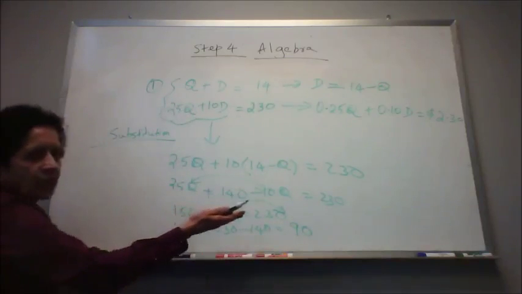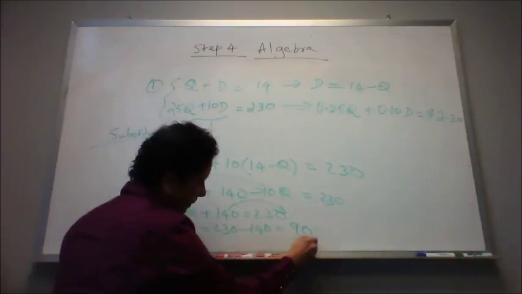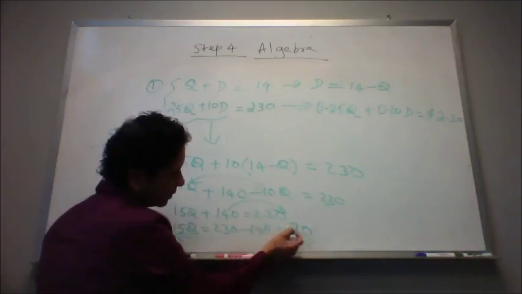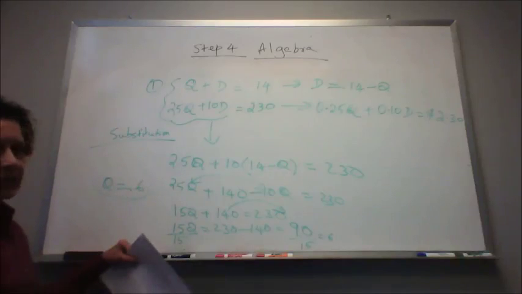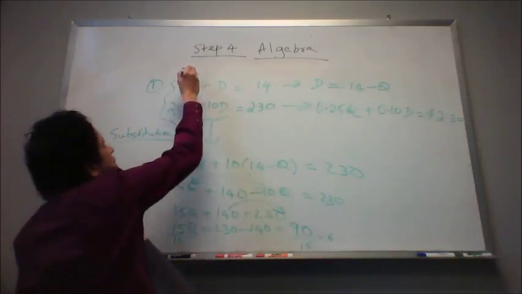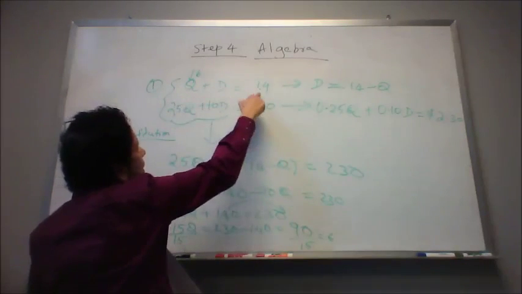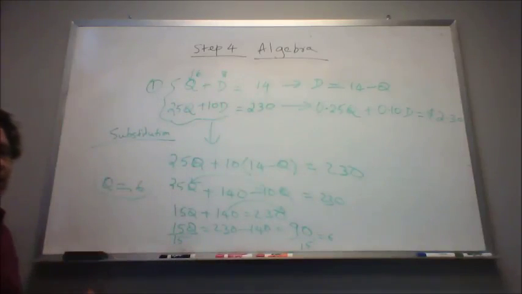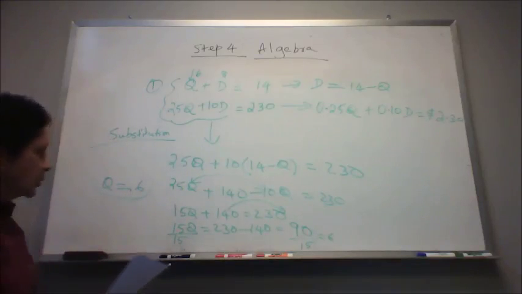Now 15q is 90, so what is q? I divide both sides by 15. On the left-hand side I get q. On the right-hand side, 90 divided by 15 is 6. So q equals 6, that means she has 6 quarters. How many dimes? The total is 14, so this has to be 8. So she's got 6 quarters and 8 dimes, and if you add that up, it'll add up to $2.30. Okay? So that's one of the applications.